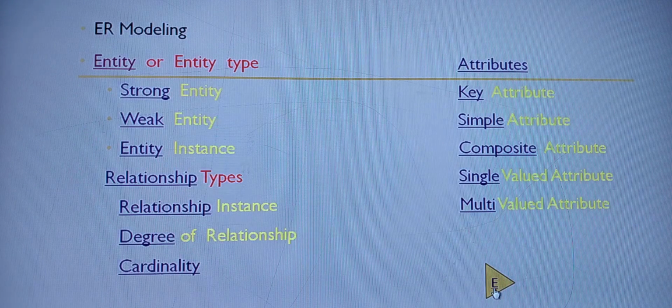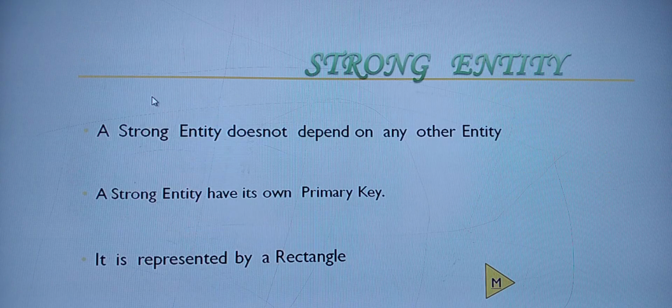Next we are going to see what are the types under entity. The first one is your strong entity. By the name itself you can tell that this entity is going to be very strong. When you tell someone you are a very strong person, it is when you are not depending on others for any help. Similar is the case with this entity also. The strong entity does not depend on any other entity, so thus it is very strong.